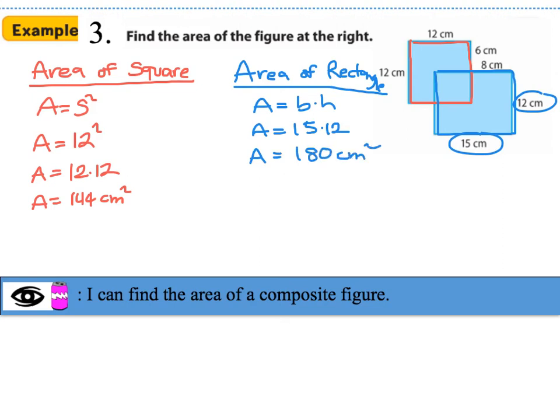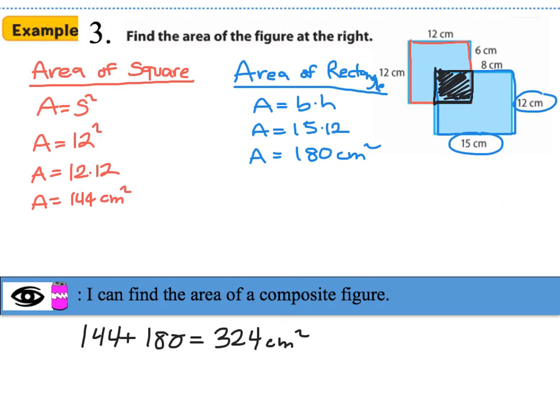So let's go ahead and combine them so we can see what the area of both shapes are. Let's take 144 centimeters squared plus 180 centimeters squared, and our total area would be 324 centimeters squared. So the area of 324 centimeters takes into account the overlapping area. And you want to make sure when you find the area, you're not finding the area of anything that overlaps. So we're going to have to take out the area that is overlapping. So we're going to have to find the dimensions of this overlapping region.